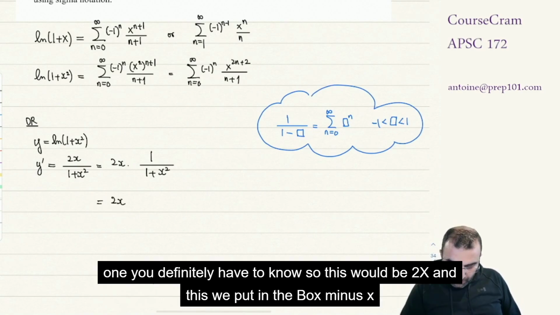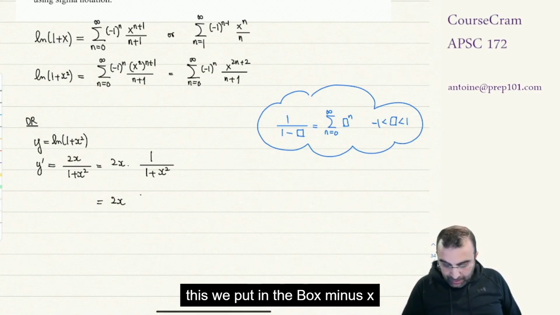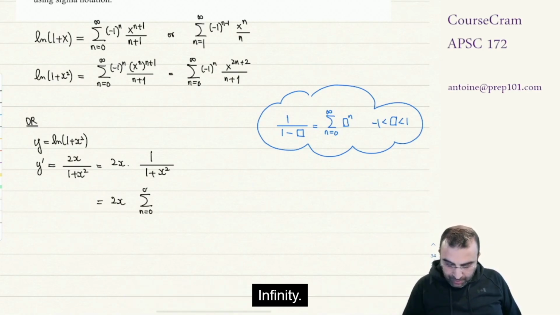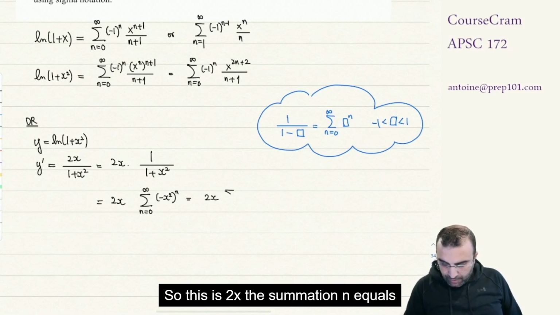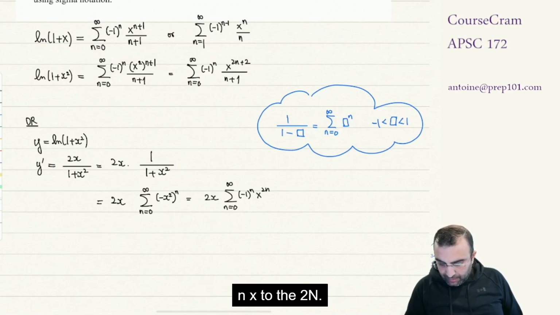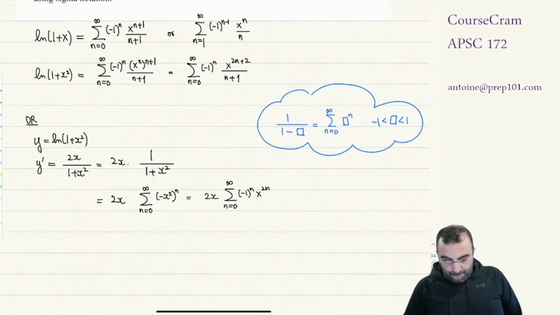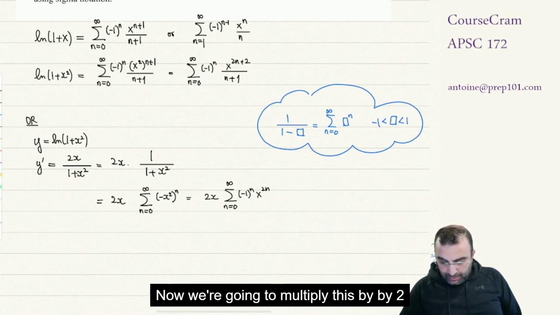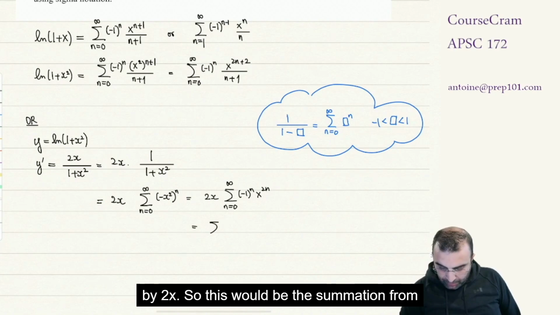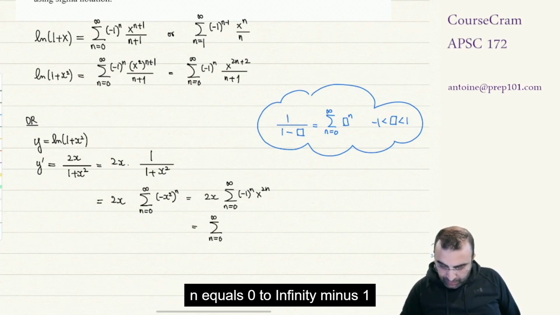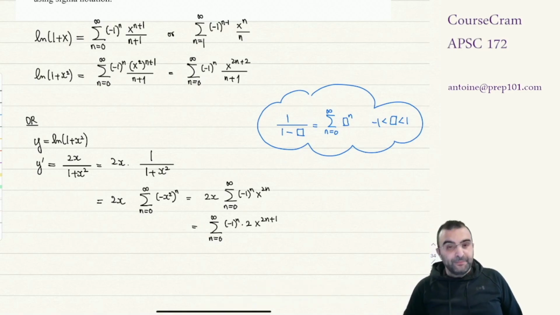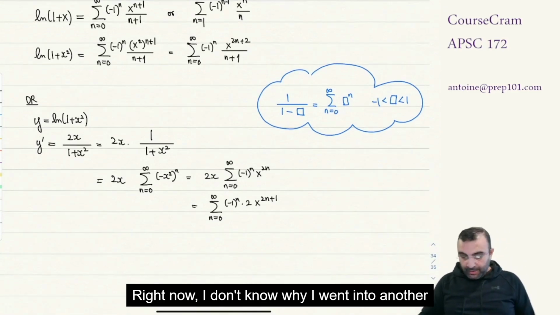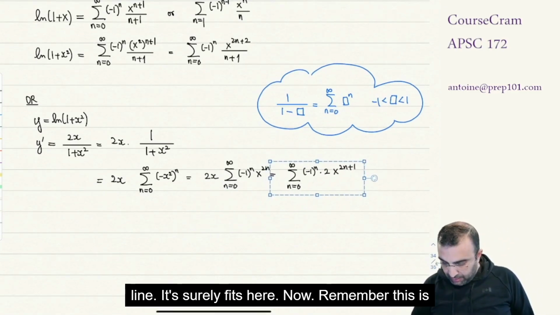So this would be 2x, and this we put in the box -x², so that would be the summation from 0 to infinity of (-x²)^n. So this is 2x, the summation n equals 0 to infinity (-1)^n x^(2n). Now we're going to multiply this by 2x, so this would be the summation from n equals 0 to infinity (-1)^n times 2 x^(2n+1).